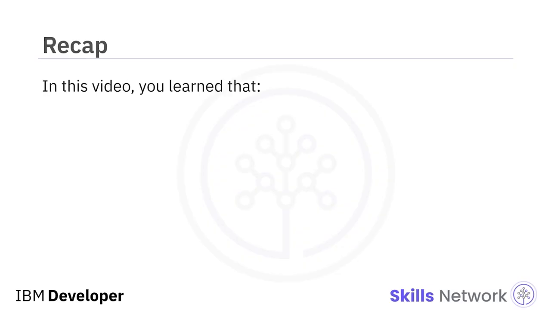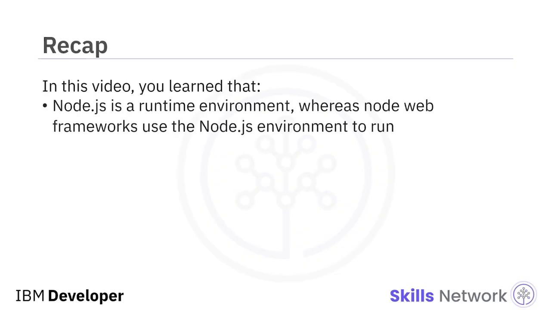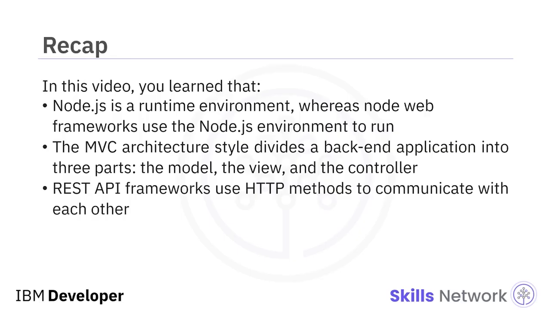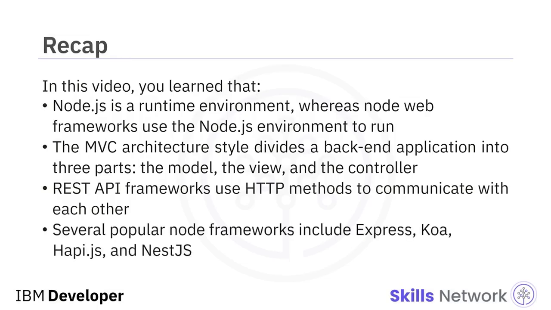In this video, you learned that Node.js is a runtime environment, whereas Node web frameworks use the Node.js environment in order to run. The MVC architecture style divides a backend application into 3 parts: the model, the view, and the controller. REST API frameworks use HTTP methods to communicate with each other, and several popular Node web frameworks include Express, Koa, Happy.js, and Nest.js.